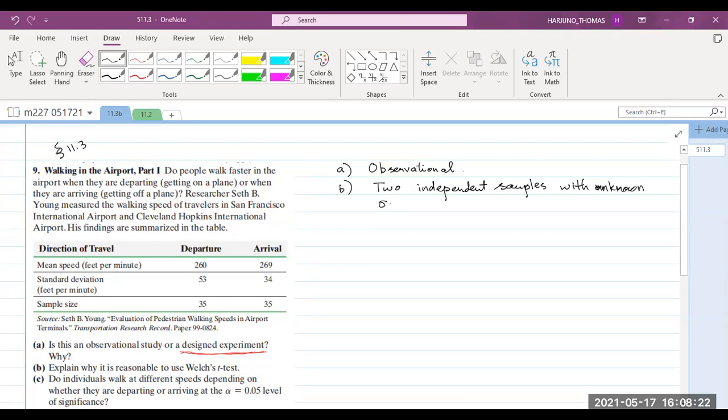Population standard deviations, while the sample sizes are greater than 30. Okay, basically there are two parts. First, sigma 1, sigma 2 are unknown.